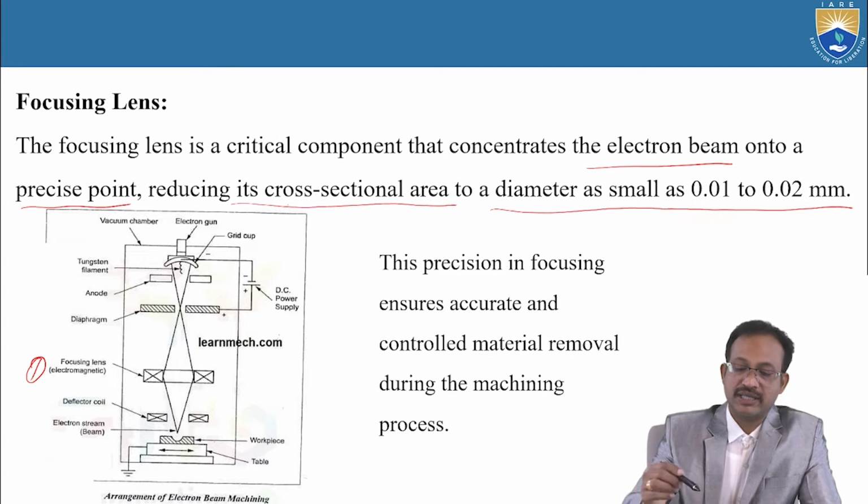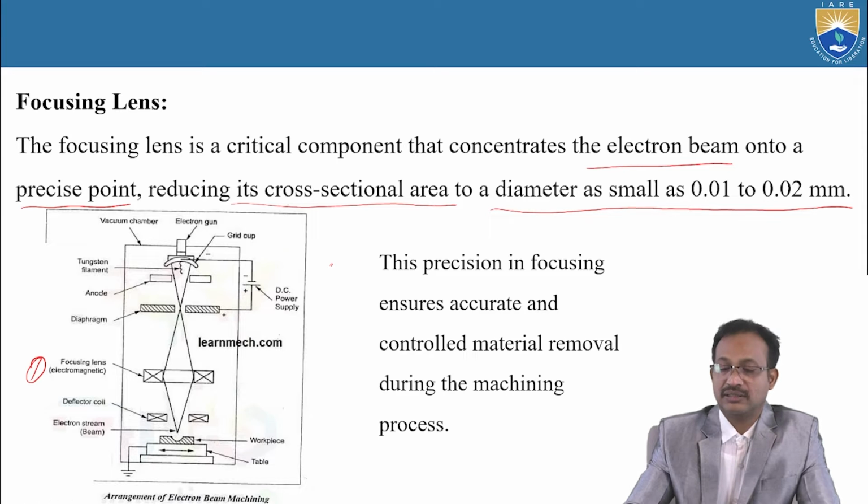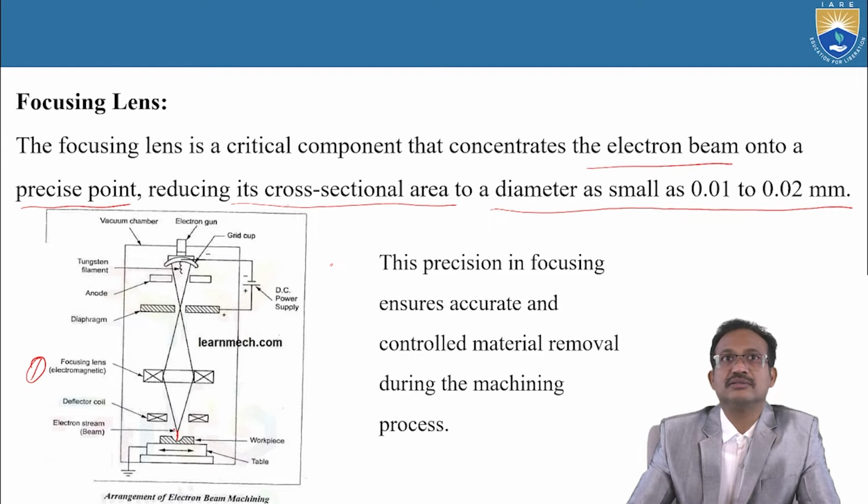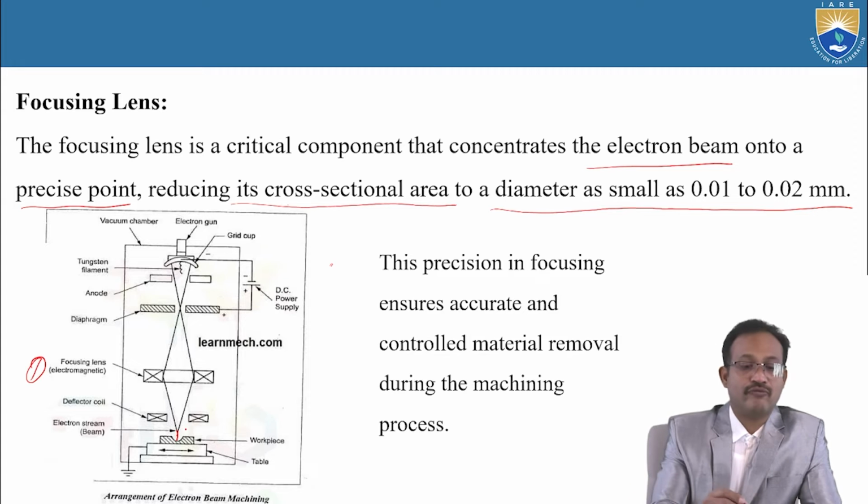Usually the electron beam would be wide like this, but the focusing lens reduces its cross-sectional area, that is, the diameter is made as small as possible, in the range of 0.01 to 0.02 mm. Finally, there must be a single point on the workpiece material to fuse or melt, and that is done by the focusing lens.